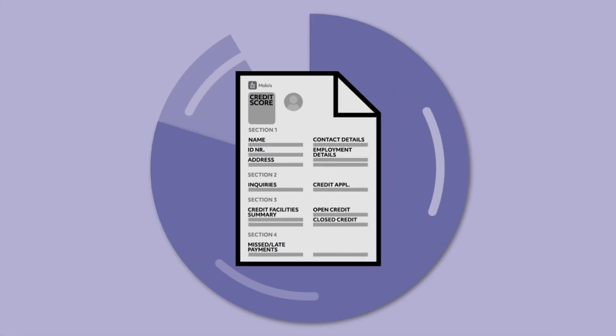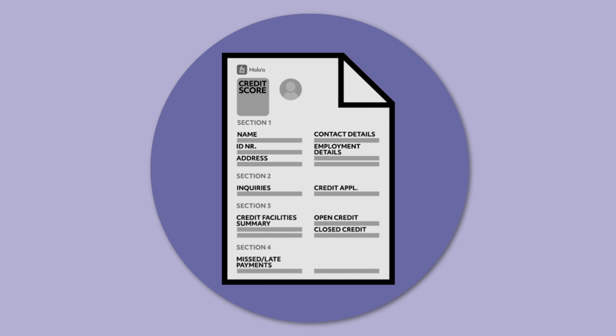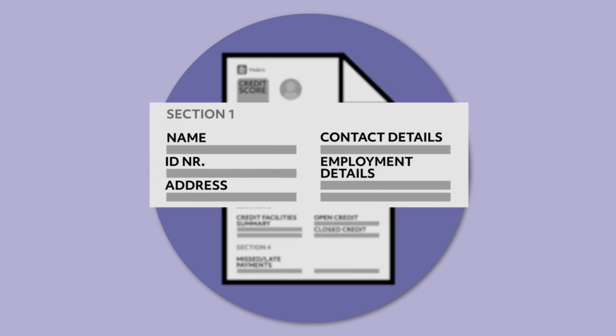Your credit report is a record of your credit and financial history over the last few years. The first section will have your identity information, such as name, ID number, address, contact details, and employment details. The second section of your credit report will show how many inquiries have been made into your report, showing how much credit they have been applying for.